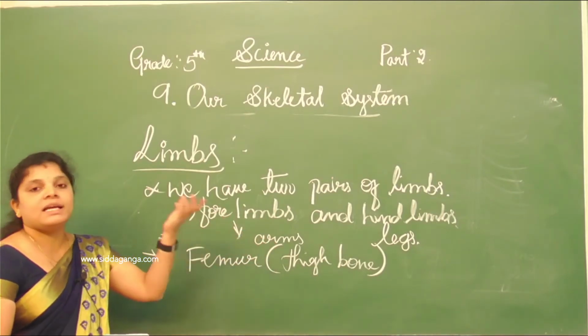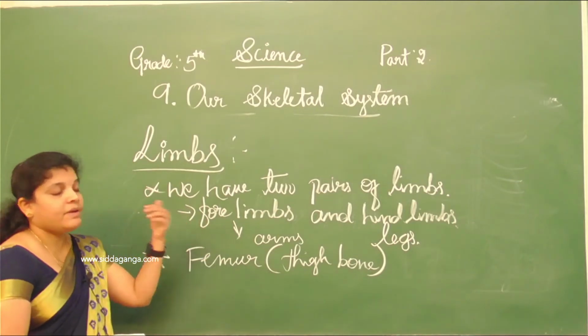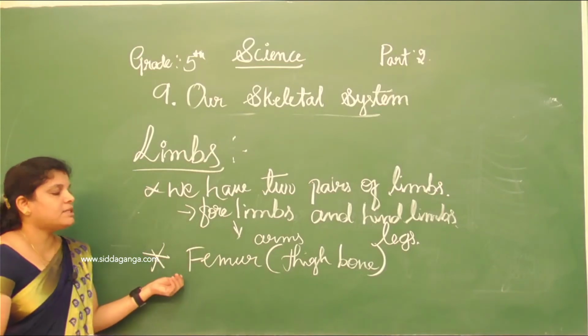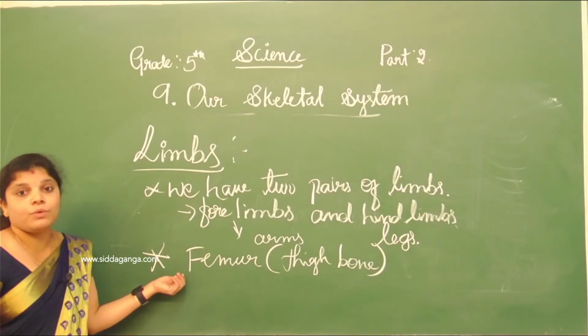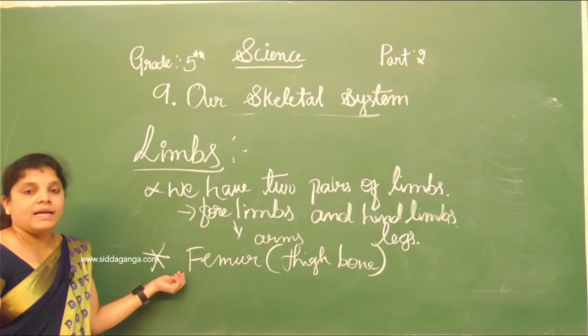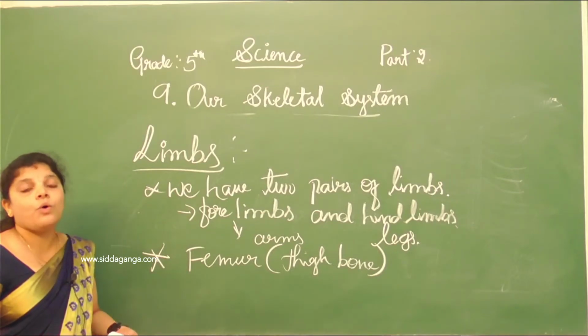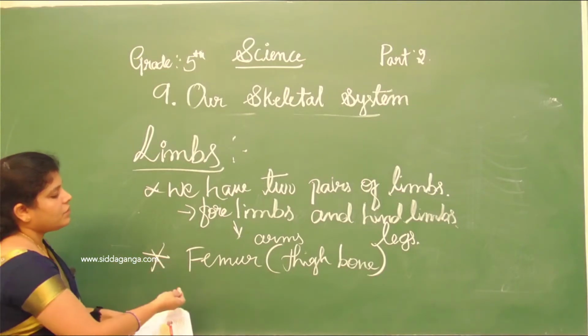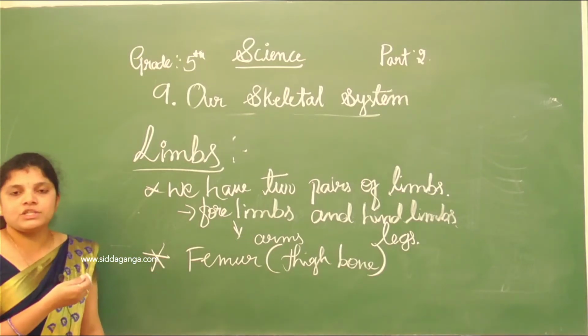We use legs for movement, and we use arms, means hands, to do work. Okay, next is the femur. See, the femur means the thigh bone, is the longest bone in our body, and this one bears the whole weight of the body. Okay, I told you femur is the longest bone in our body.